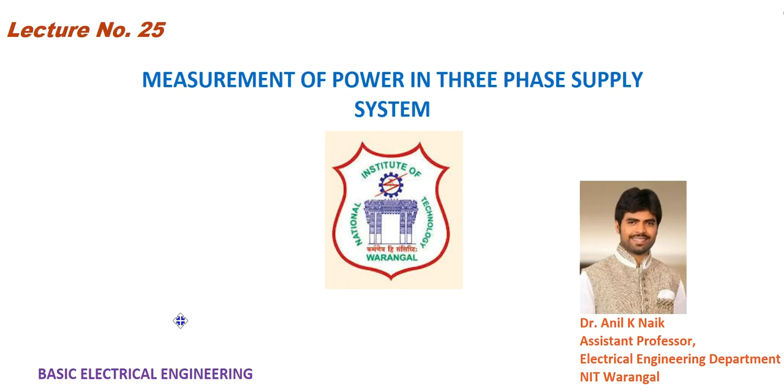Good morning all. So today we are going to discuss the measurement of the power in the three-phase supply system. As we know, in general, to measure the power in any AC supply system, we are going to use the wattmeter. So what is this wattmeter and what is the construction diagram?